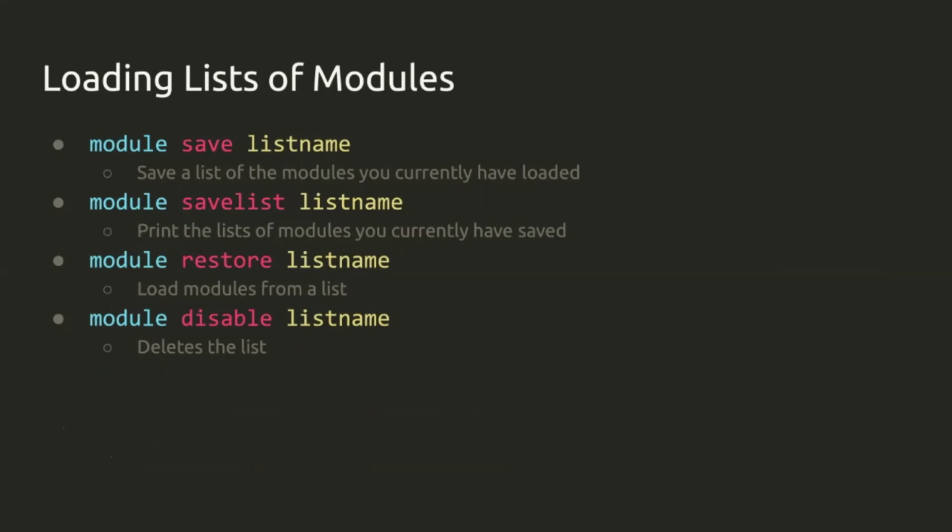Another really useful thing that I don't know if everyone's aware of is that you can actually create lists of modules. So once I've got a lot of modules loaded up, I can run module save and then a name. And what I can do from there is I can actually do a module restore and then that name, and it'll load all of those modules up all at once. And that's particularly helpful if you're in a situation where you've got different collections of modules you want to be loaded. You can look at the different lists that you have saved via the save list command.